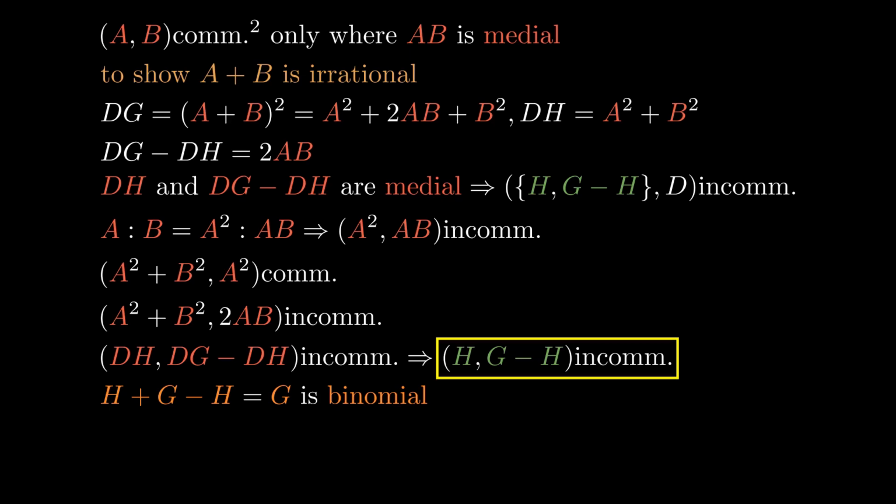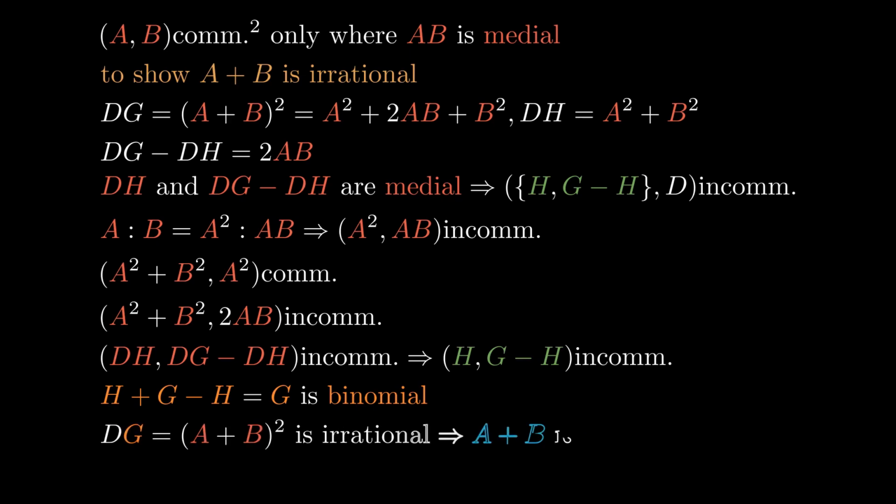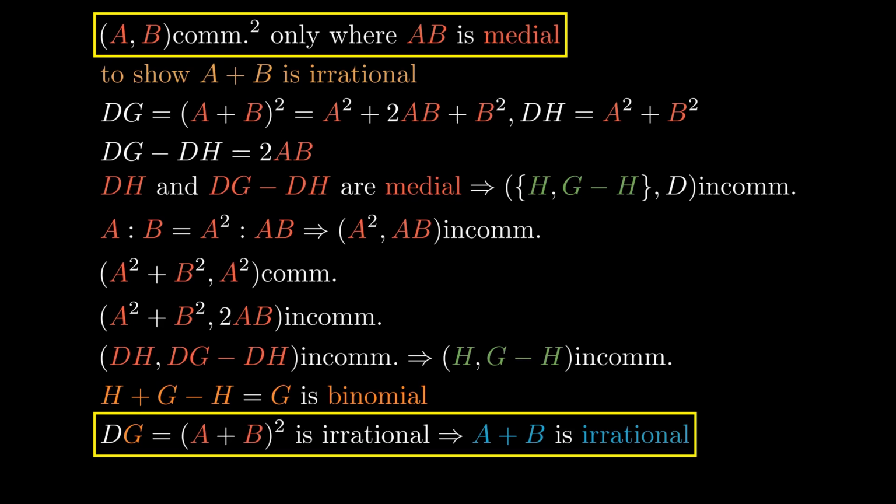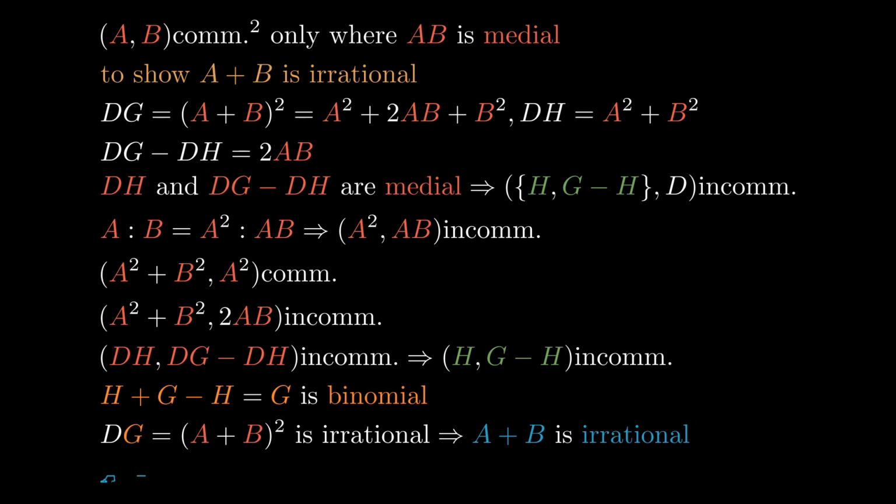H and G minus H are rational, but commensurable in square only, so H plus G minus H, equaling G, is binomial and thus irrational. An irrational times a rational is irrational, so DG equaling A plus B squared is irrational, so that A plus B is irrational. To recap, A and B are medial lines commensurable in square only, such that their product is medial and their sum is irrational. We'll call this type of irrational number a second bimedial.